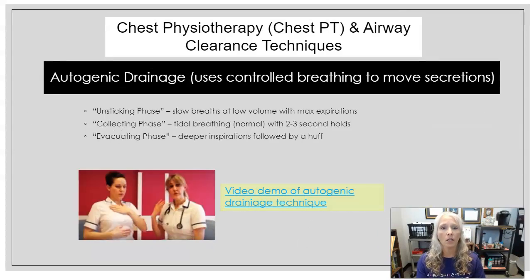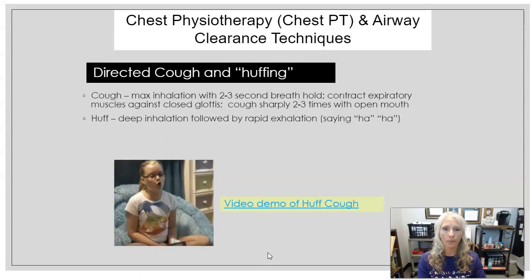The next one is called an autogenic drainage technique, also used to move secretions. This is an unsticking phase, which is slow breathing, and then a collecting phase where there's normal tidal breathing, with a 2 to 3 second hold of the breath, and then an evacuating phase where you go through a period of huffing. It's very, very similar, but again, watch that video. This is another video of coughing versus huffing so that you know the difference between the two. Please watch those videos.